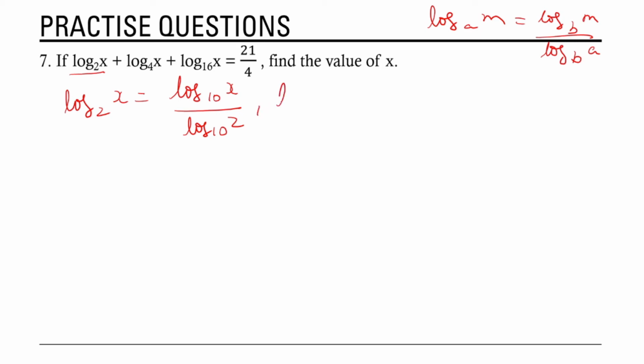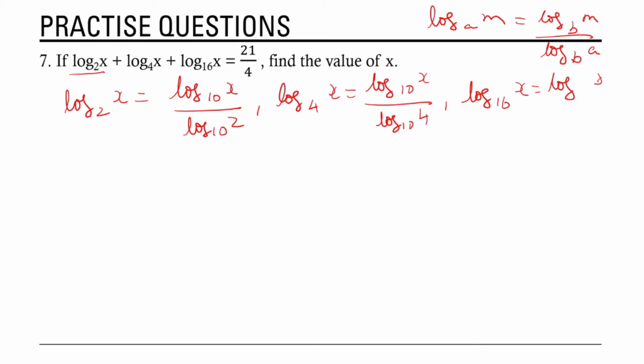Next one, log x to the base 4, writing it as log x to the base 10 divided by log 4 to the base 10. Next one, log x to the base 16 is log x to the base 10 divided by log 16 to the base 10. Now, my left hand side is log x to the base 2 plus log x to the base 4 plus log x to the base 16. I am substituting these values.